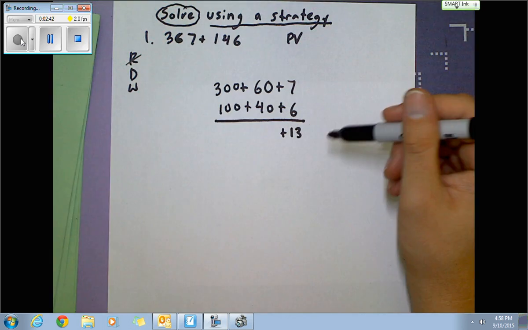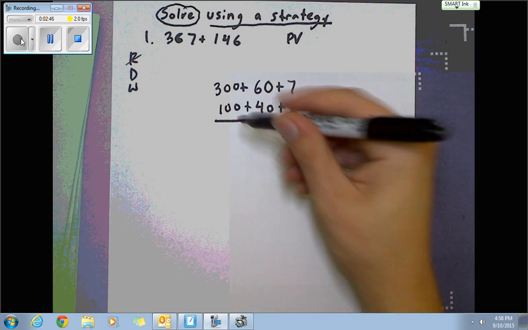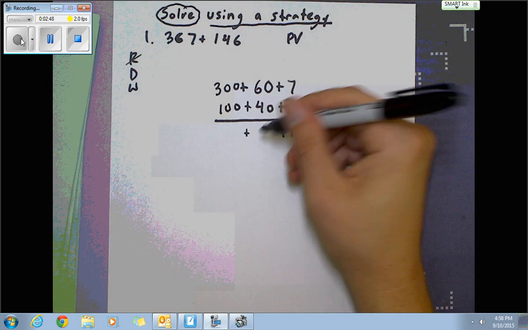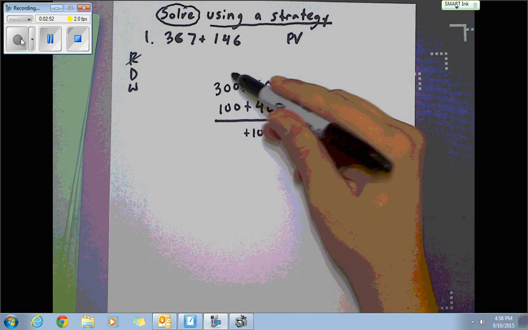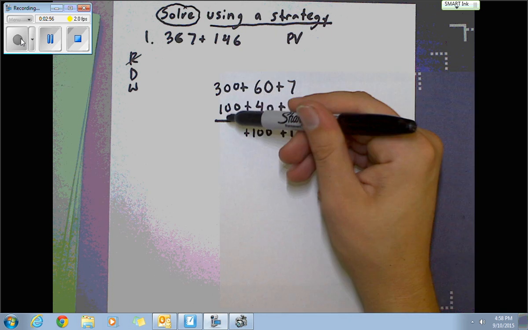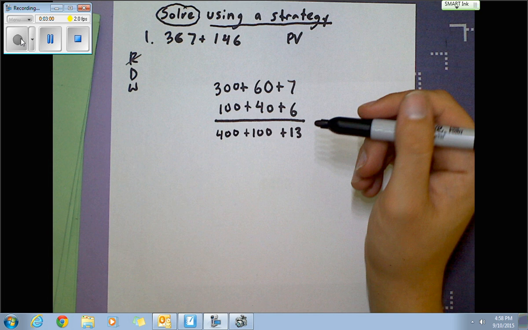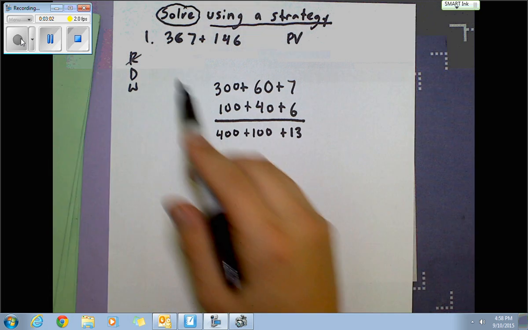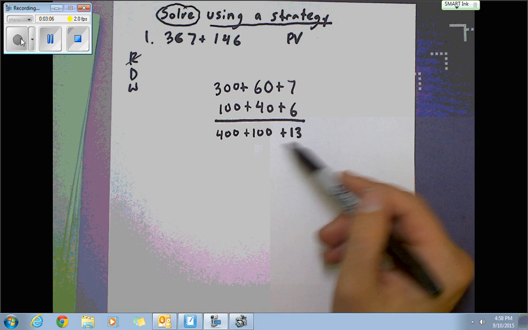It's 13 ones. Okay. Then when you add 6 tens and 4 tens, 60 plus 40, you end up with 100, or 10 tens. Same thing. We don't have to carry the 1 over to the hundreds place. You can just keep it here. And the last hundreds, 300 plus 100 will get us to 400. Okay, now this is my sum of 367 plus 146. It's 4 hundreds, another 100, and 13 ones.